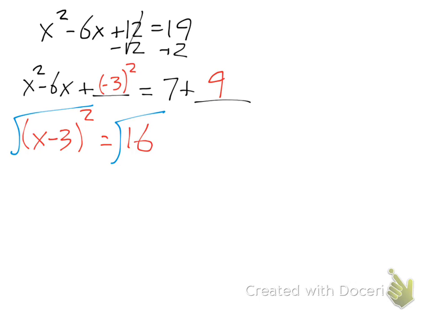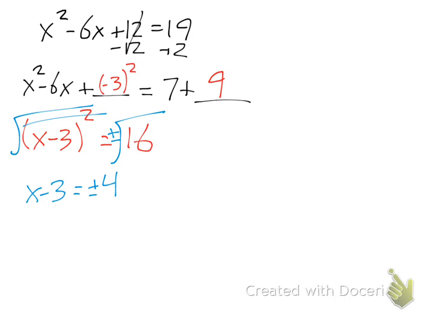This is where I have in our steps that you can't forget plus or minus. Plus or minus because I'm solving for a variable. So I sneak that plus or minus up in here. These will cancel each other out. I'm left with x minus 3 equals plus or minus, what's the square root of 16? 4.